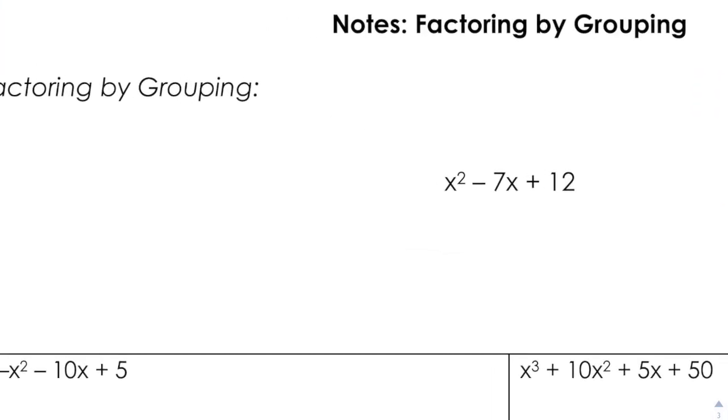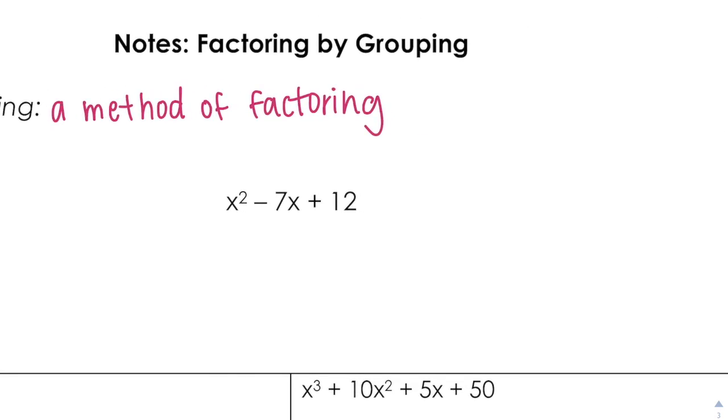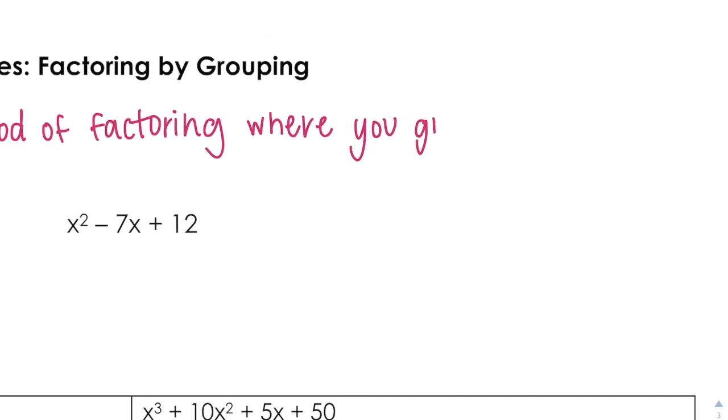So factoring by grouping is just a method of factoring where you group terms together. That's it. The key thing here is that whenever you are grouping terms, your terms have to be split evenly. And that's the key thing here.